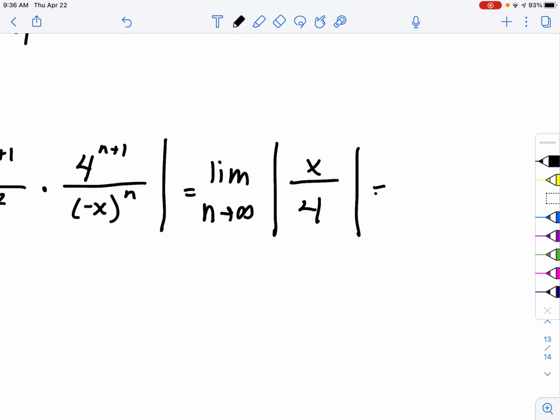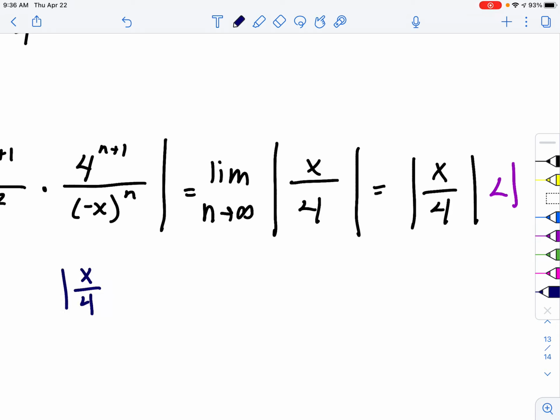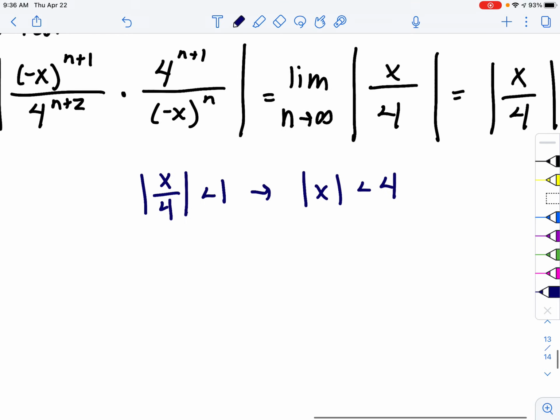And so the limit of x over 4, the absolute value of that as n goes to infinity, that's just the absolute value of x over 4. Remember, for the ratio test, we want to be less than 1. So since we're centered at 0, we just want the absolute value of x by itself. So I know that the absolute value of x over 4 has to be less than 1. Well, that tells me if I multiply both sides by 4, the absolute value of x has to be less than 4. So that means that my radius of convergence is going to be equal to 4.